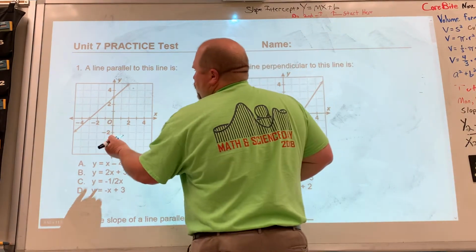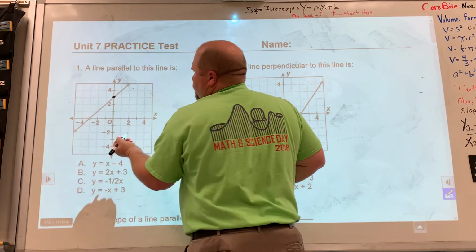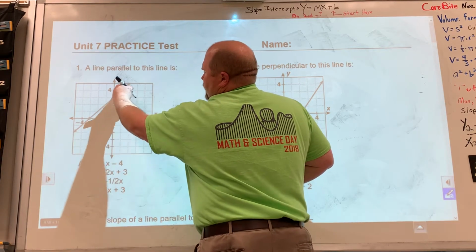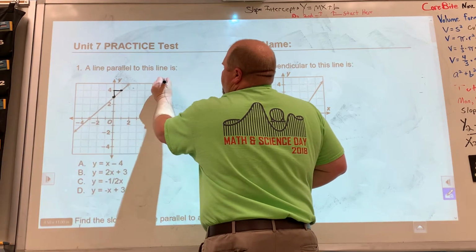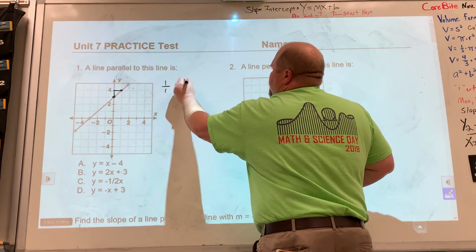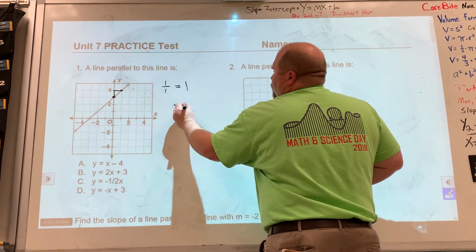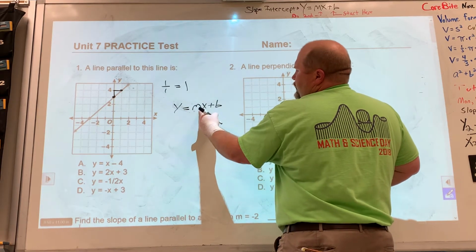So pick two good points, two lattice points, and I'll just choose this y-intercept, and that's another good point right there. You can see it crosses at a lattice point intersection. So it's up 1 and right 1. So that's 1 over 1, which equals a slope of 1. So we're looking for a slope.